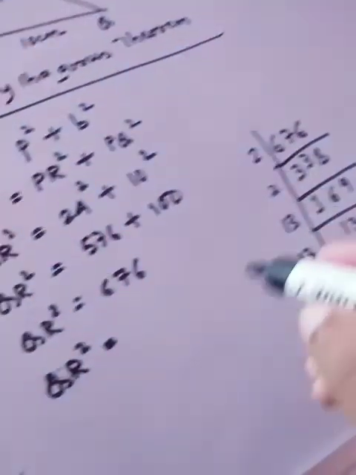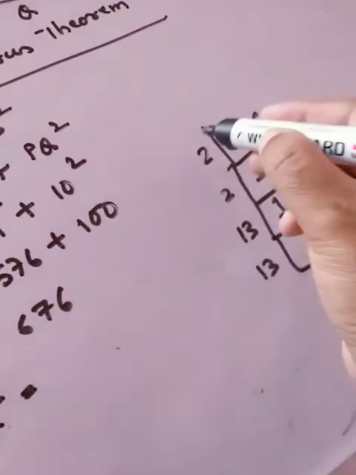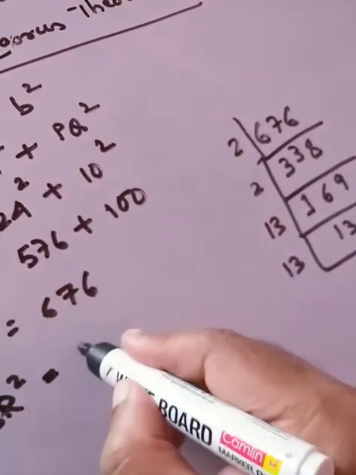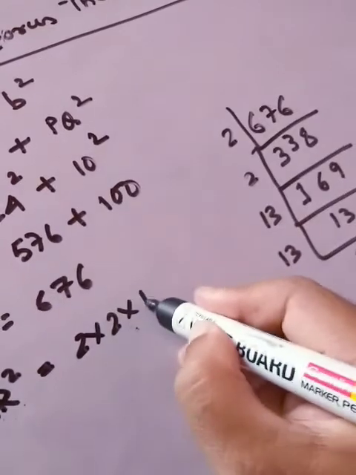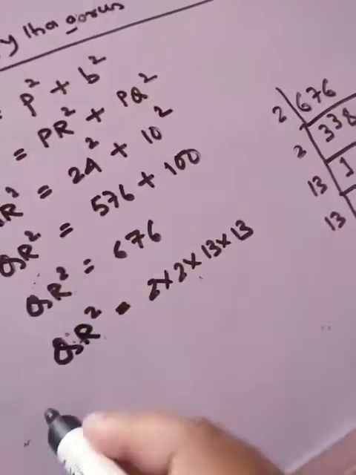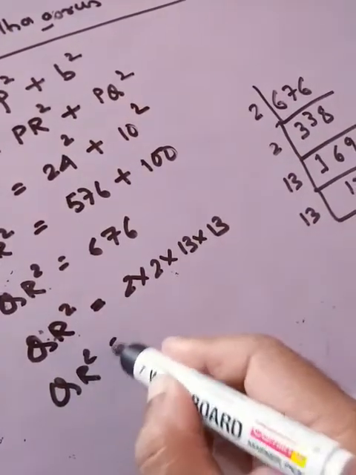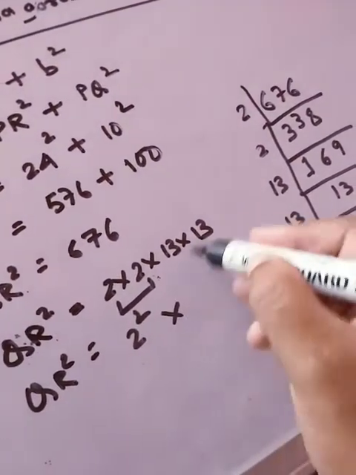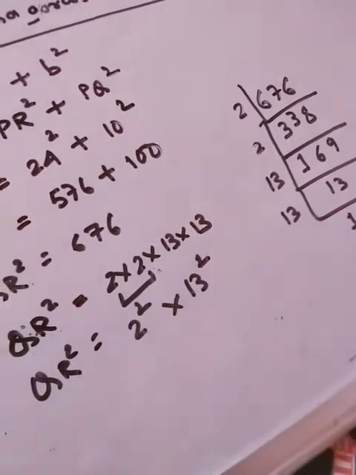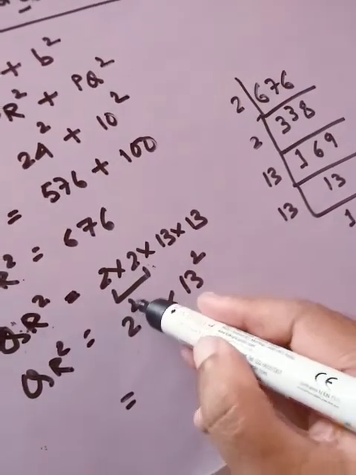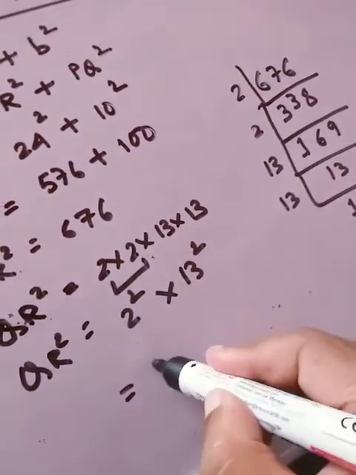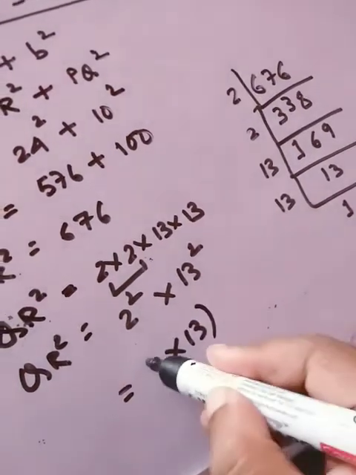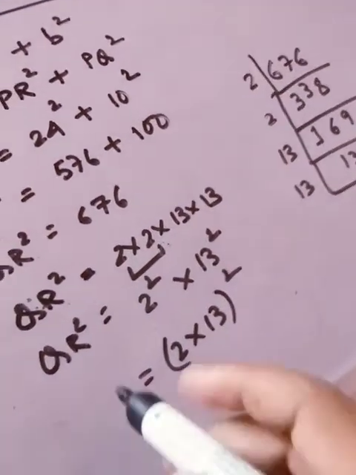Okay, so we'll write this in place of 676: 2 into 2 into 13 into 13. Now again we'll write this. How many 2s are there? 2, so we'll write it this way. How many 13s are there? We'll write it this way. Now both are carrying the power 2, so we'll take the power as common like this.